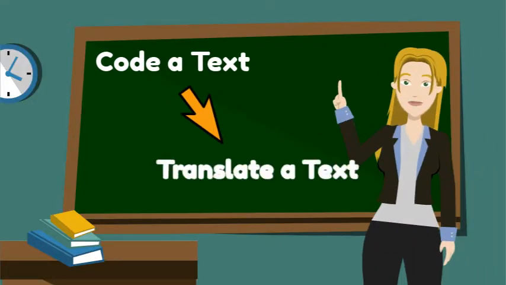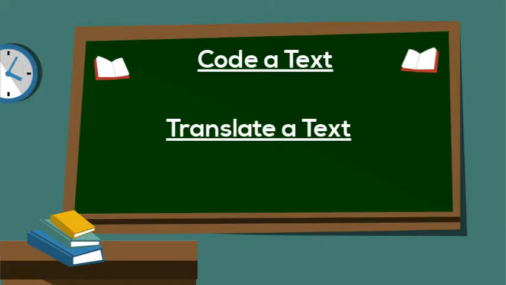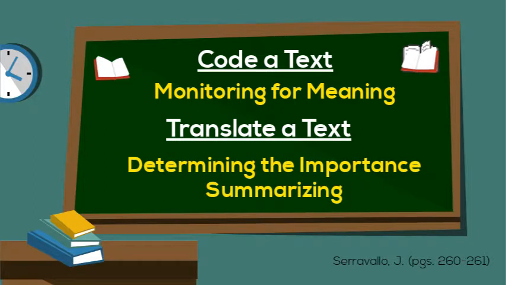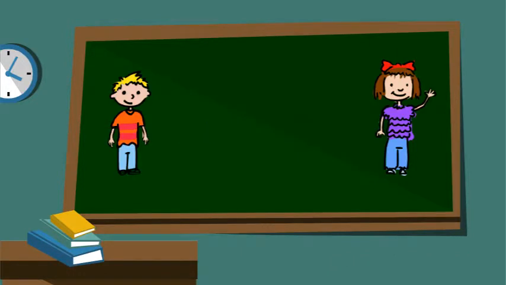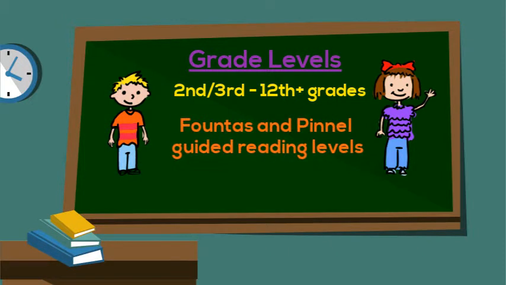Code a text and translate a text are two strategies that go hand in hand to help engage readers during reading. These two strategies require students to focus on the important comprehension skills of monitoring for meaning and then determining the importance of and summarizing what was read. These two strategies work best for students in about second or third grade, all the way through 12th grade and beyond, and match the Fountas and Pinnell guided reading levels of L through Z+.